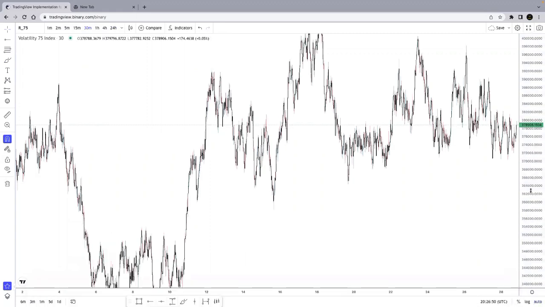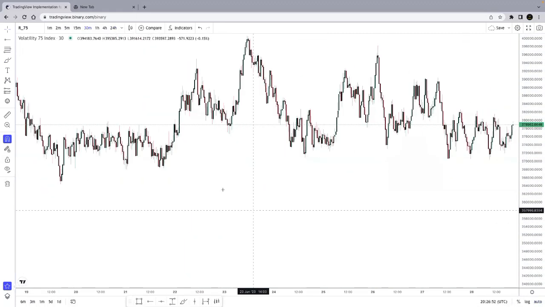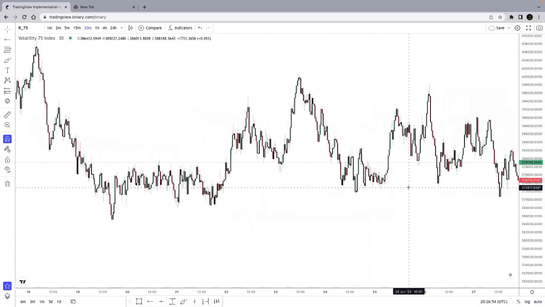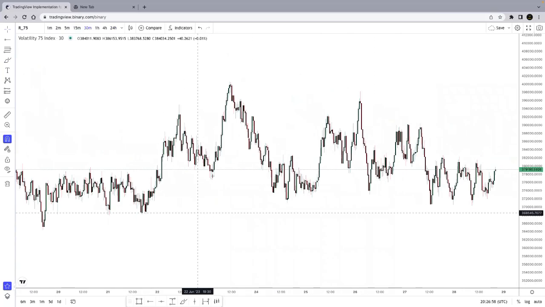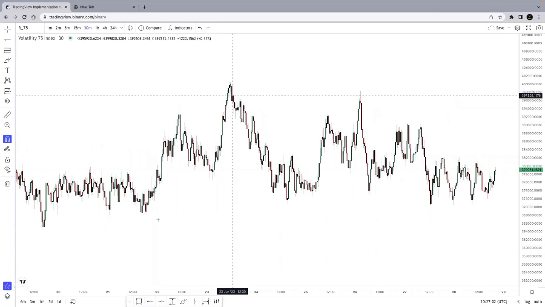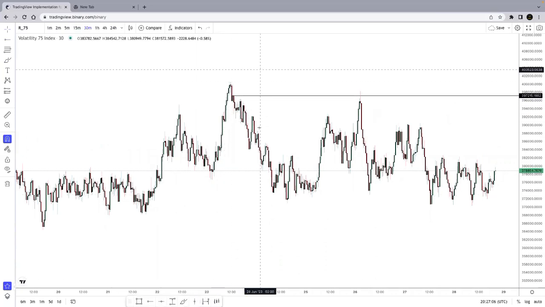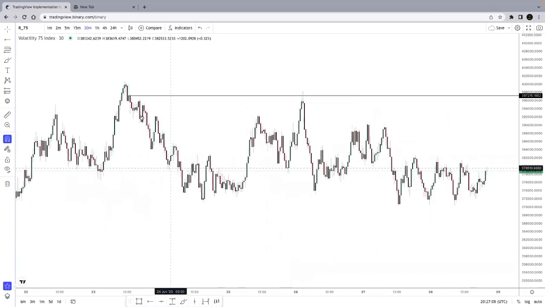So another example. We have this example right here. Yes. Whereby we have an invalidation and we have an invalidation X. Then price came to test our invalidation X and we had this sell trade.